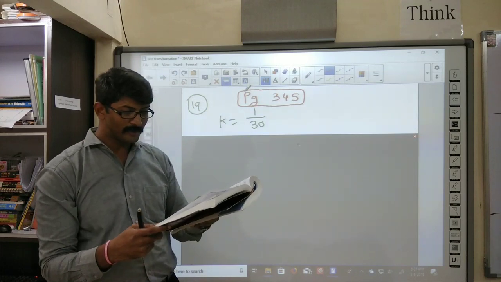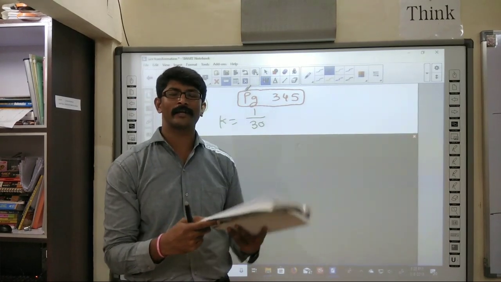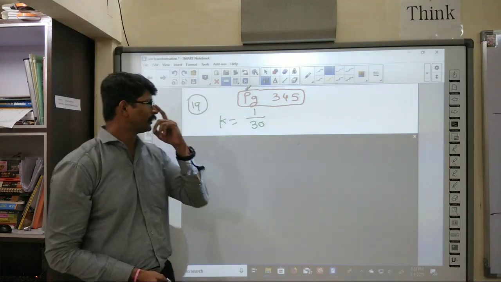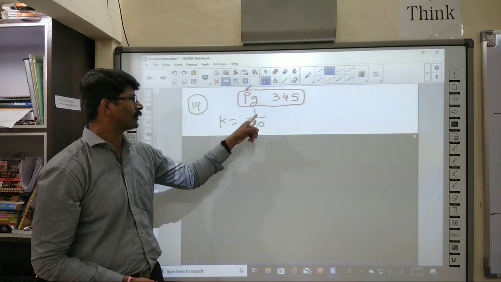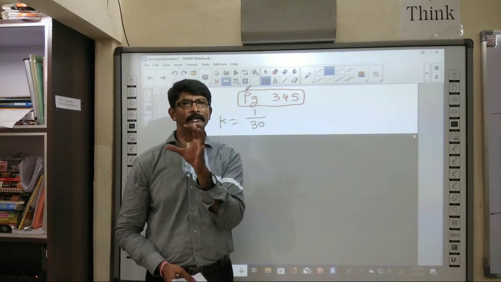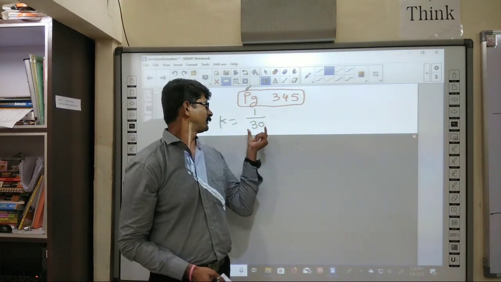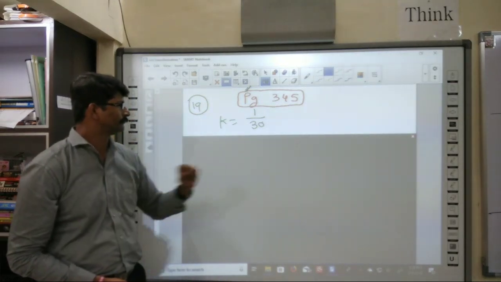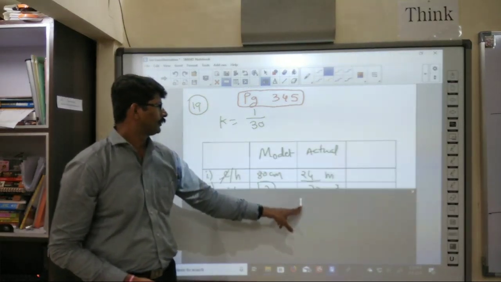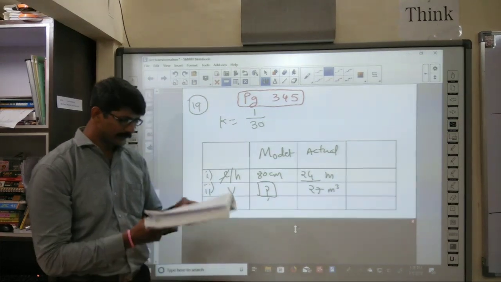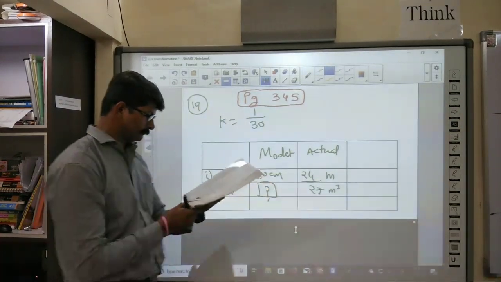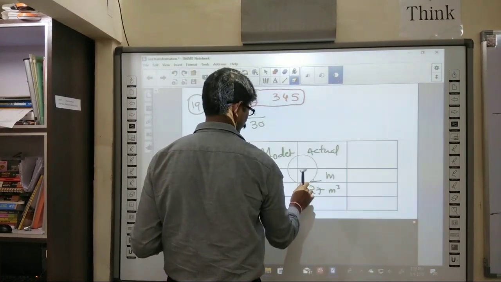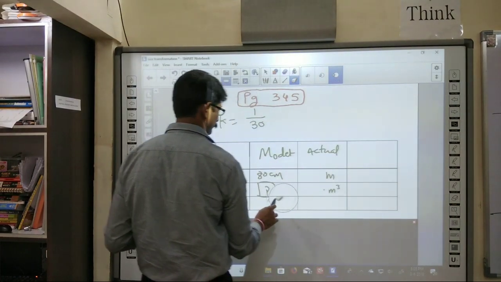So the model of a building is constructed with the scale factor 1:30. Always remember, students, that 1:30 is nothing but K, the scale factor. So 1 indicates the length on the map and 30 indicates the length on the actual. We'll write down all the data given one by one. One second, I'll just clear this data.